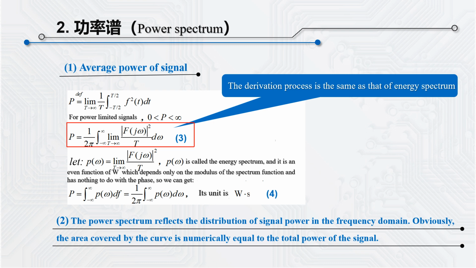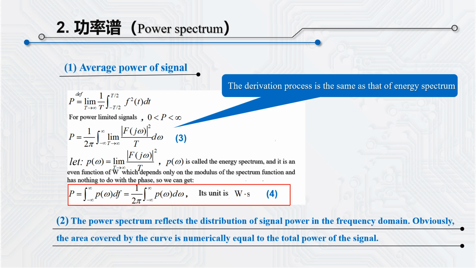Let P(omega) equal 1 over T times the square of the absolute value of F(j omega). When T approaches infinity, it's called power spectrum. It's also an even function of omega, and it only depends on the modulus of the spectral density function and has nothing to do with the phase. So we can get formula 4.